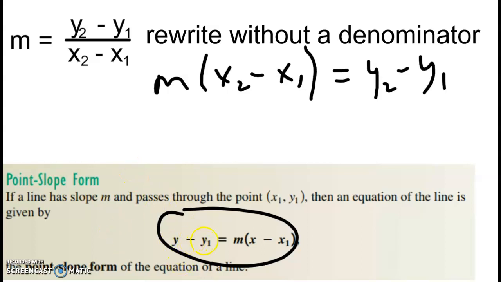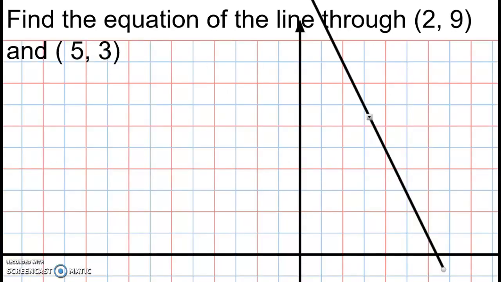You take y minus the y coordinate. That's the same as the slope times x minus the x coordinate. We use that a lot when we have something like this, where it says find the equation of the line through these 2 points. Okay, 2, 9 is right here. 5, 3 is right here. Okay, so here's the line.